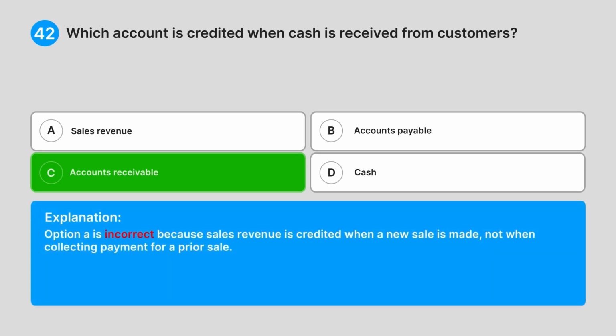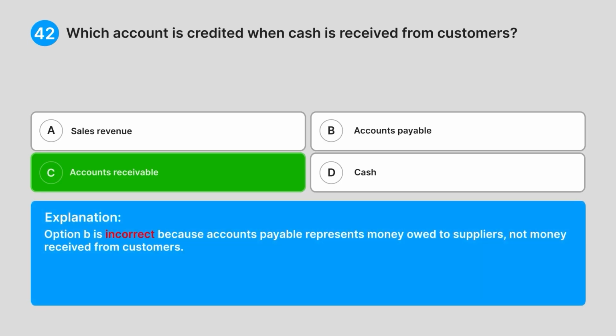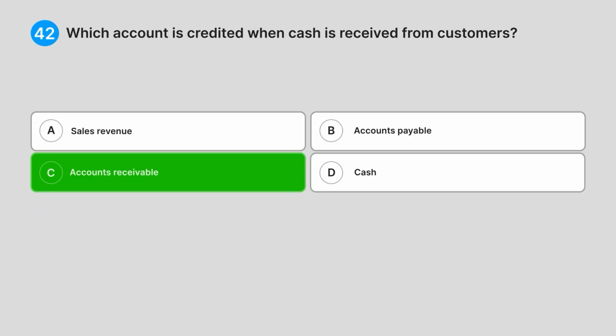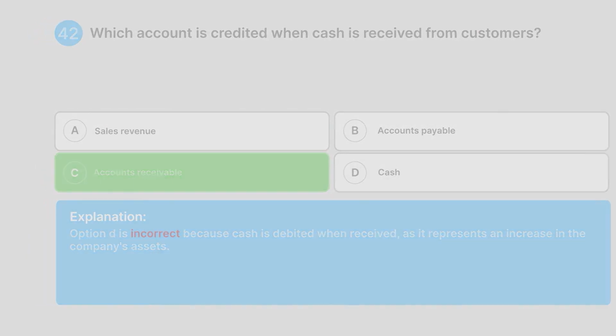Option A is incorrect because sales revenue is credited when a new sale is made, not when collecting payment for a prior sale. Option B is incorrect because accounts payable represents money owed to suppliers, not money received from customers. Option D is incorrect because cash is debited when received, as it represents an increase in the company's assets.